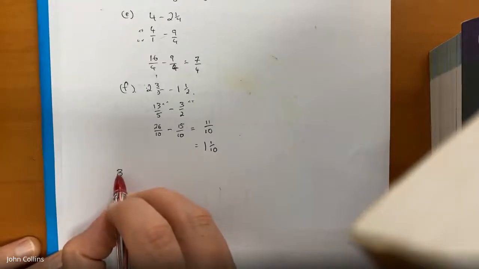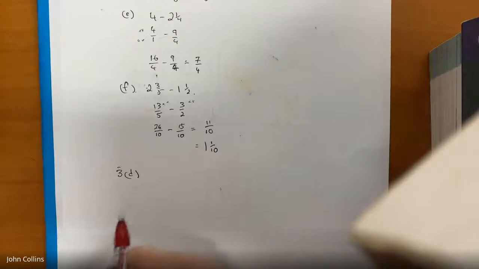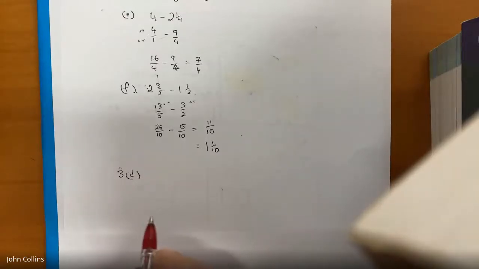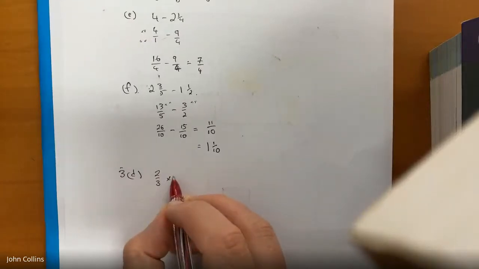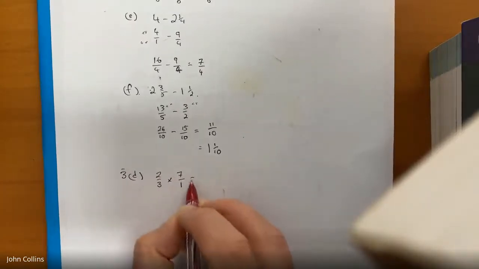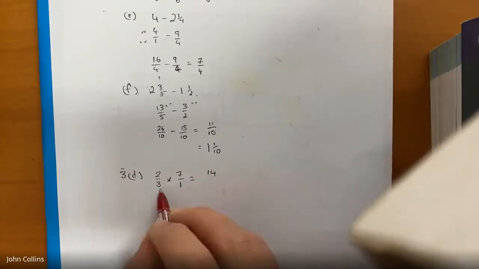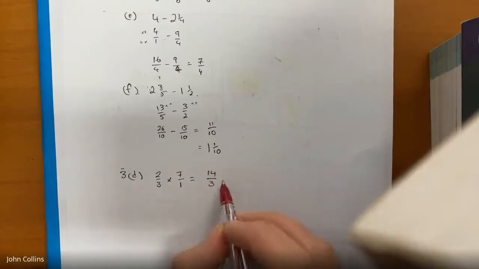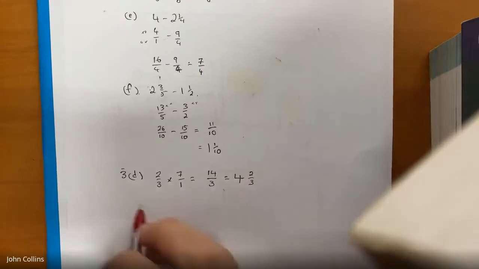Question 3 then, part D. Santi thinks it's 4 2/3, let's see. It is 2/3 multiplied by 7, so that'll be 7 over 1. Go in straight lines. 2 times 7 is 14. 3 times 1 is 3. And now we can simplify it down. 3 fits into 14 4 times with a remainder of 2.